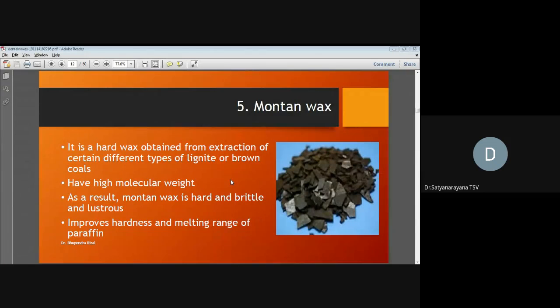Next comes your Montan wax. It is a hard wax obtained from extraction of certain different types of lignite or brown coal, and has higher molecular weight. As a result, Montan wax is hard and brittle and lustrous. It improves hardness and melting range of paraffin. Understood?